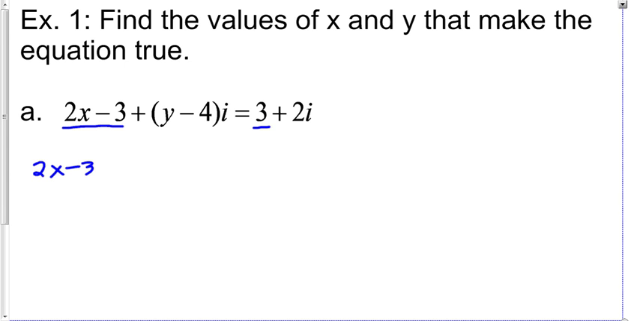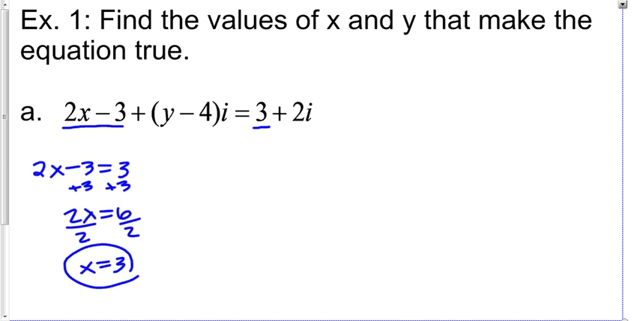2x minus 3 equals 3. You can add 3 on each side. 2x equals 6. Divide that by 2. And x equals 3. All right, we solved that.